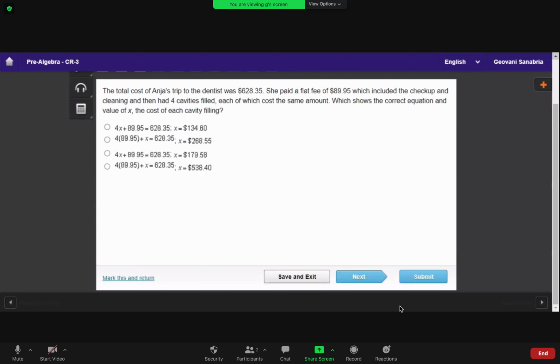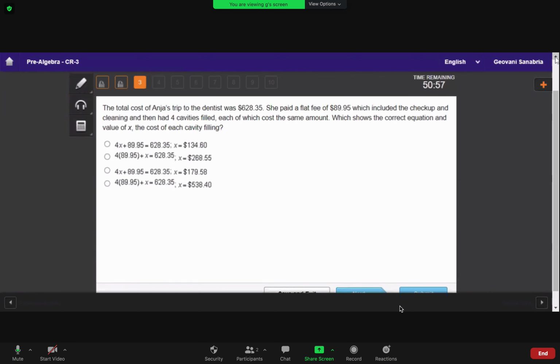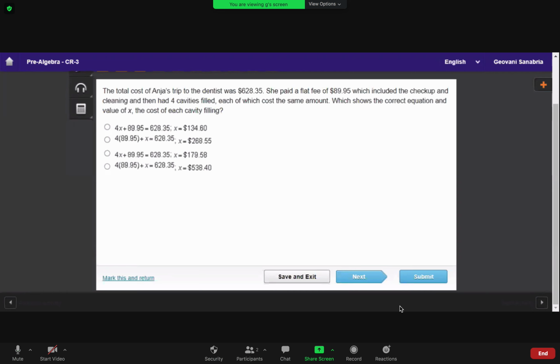All right. The total cost of Anha's trip to the dentist was $628.35. She paid a flat fee of $89.95, which included the checkup and cleaning, and then had 4 cavities filled, each of which cost the same amount. Which shows the correct equation and value of x, the cost of each cavity filling?